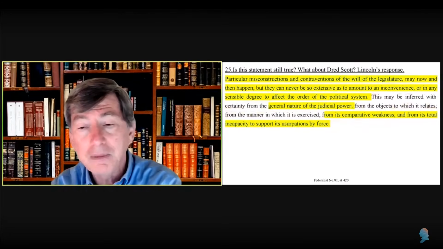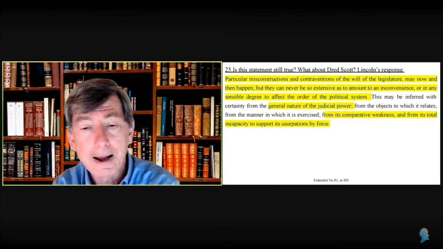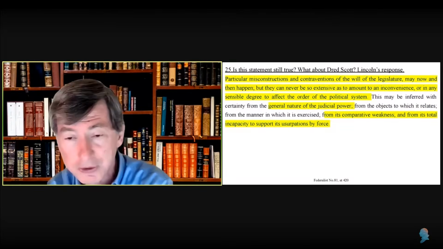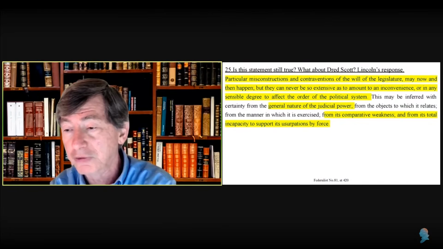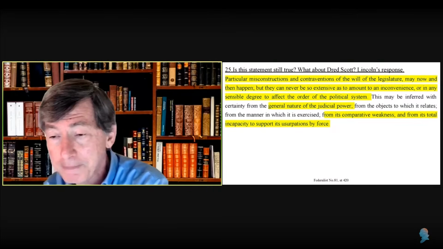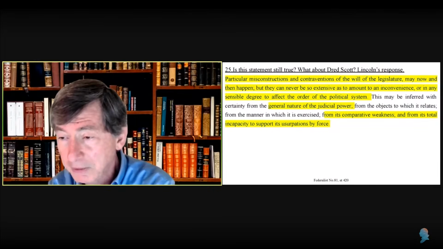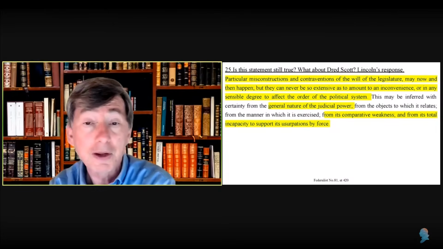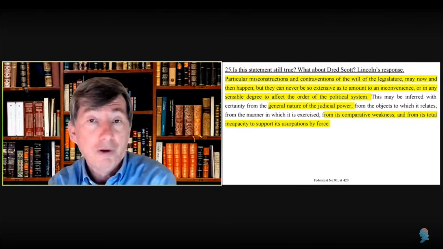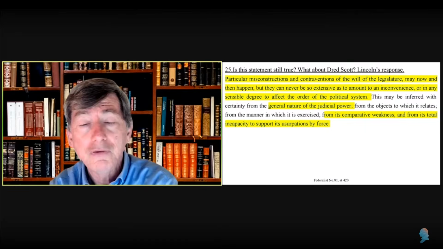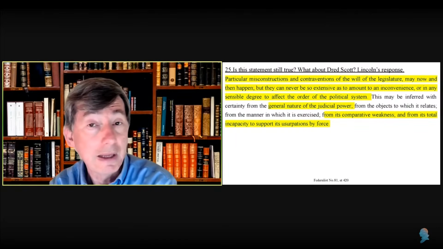I asked whether this statement is still true. What about Dred Scott? What about Lincoln's response? "Particular misconstructions and contraventions of the will of the legislature may now and then happen, but they can never be so extensive as to amount to an inconvenience or in any sensible way to affect the order of the political system." Well, the Dred Scott decision in 1857 certainly did. It was a major contributor to the breakout of the Civil War. So it didn't happen then.